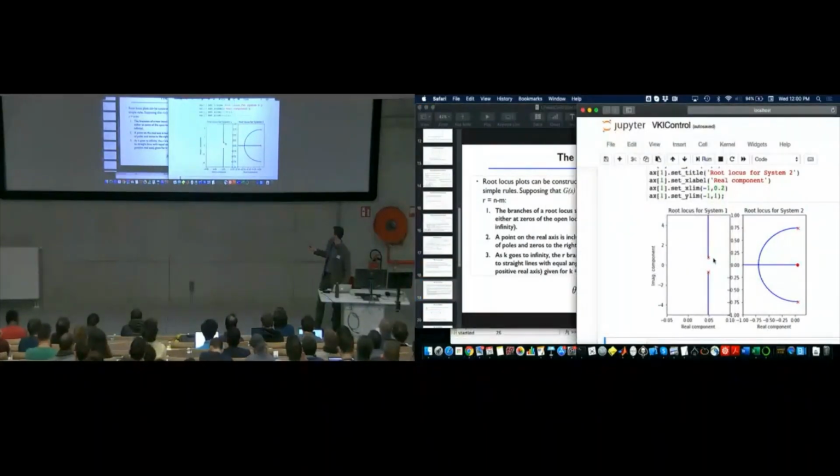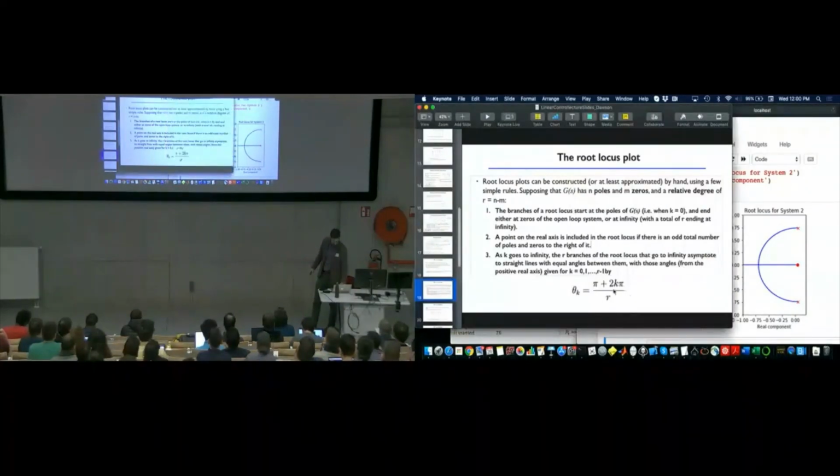So again, the relative degree of system 1 is 2, because we have 2 poles and no zeros, while the relative degree of system 2 is 1, because we have 2 poles and 1 zero. So that means that system 1 has 2 lines going to infinity, and if we use this equation, we find that those lines are at pi on 2 and 3 pi on 2, whereas here we only have 1 line, which we find is at negative pi, which is consistent with our finding regarding the real axis, or this rule 2.